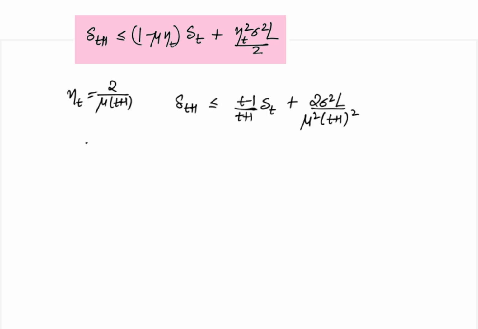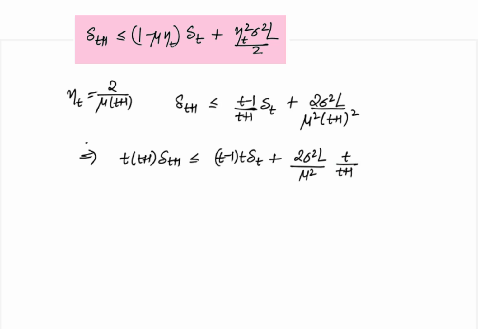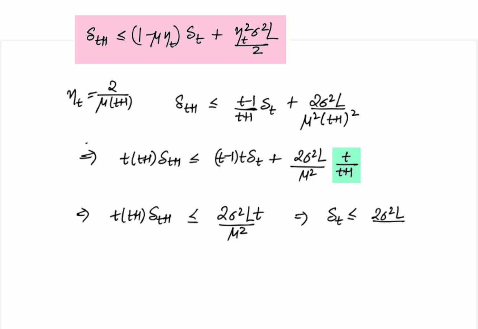Next, as in the case of subgradient descent, we multiply both sides by t into t plus 1, so as to get t into t plus 1 into delta t plus 1 less than or equal to t into t minus 1 delta t plus 2 sigma square L by mu square t by t plus 1. Here we will simply bound the term t by t plus 1 by 1. Then it is possible to carry out the telescopic sum, which yields that t into t plus 1 into delta t plus 1 is less than or equal to 2 sigma square LT by mu square, or delta t less than or equal to 2 sigma square L by mu square t. So equating this to epsilon, we get the required IFO complexity bound.